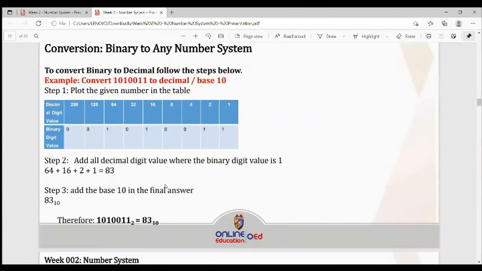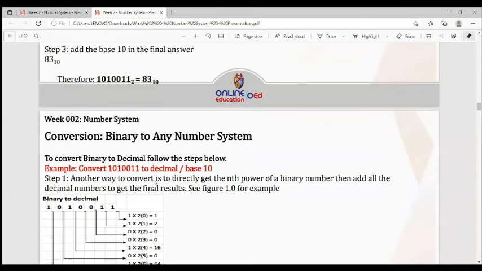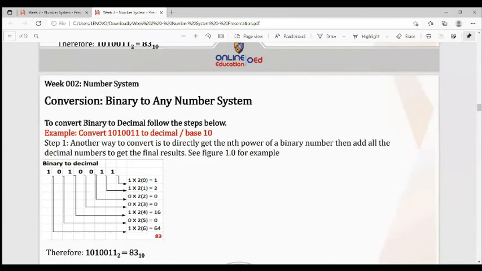Okay, so that's how we convert the binary to decimal. Okay, so to convert binary to decimal, follow this step. So sabi diyan, convert 101011 to decimal base of 10. So ito medyo long method siya. No need to solve just like this one. Kahit hindi nyo na siya isolve na ganito.